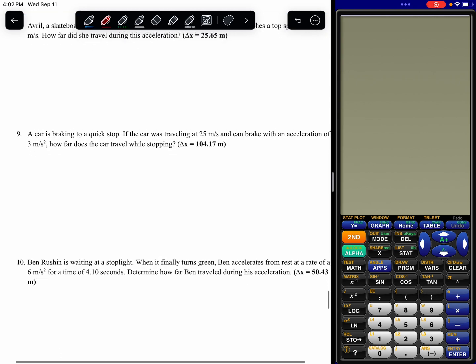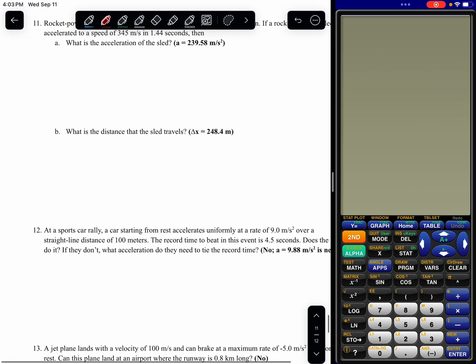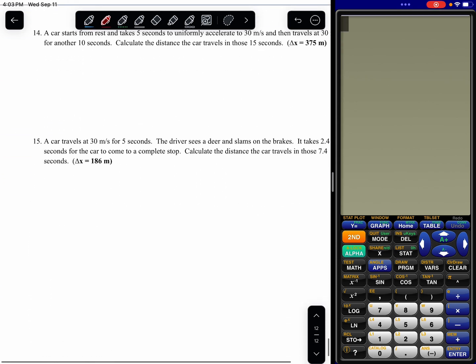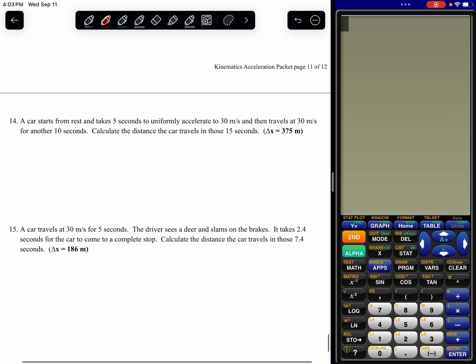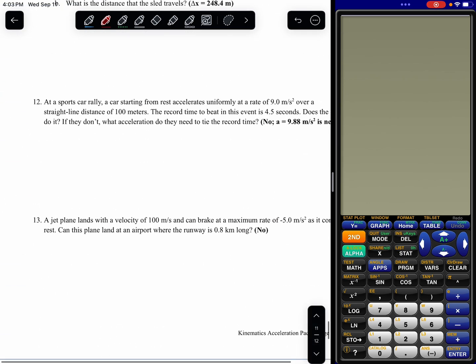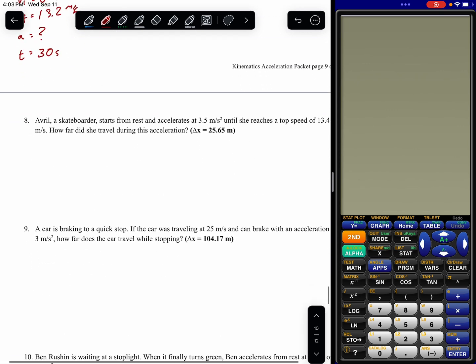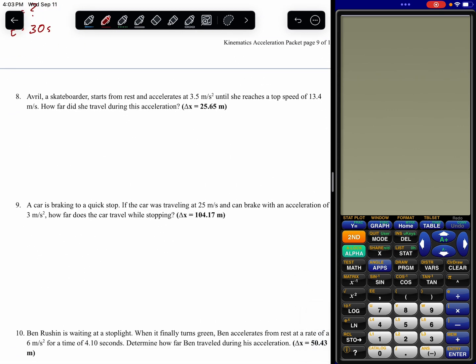We are going to solve problems 8, 9, 10, 11, 12, 13, 14, and 15. So if you are looking for help on a specific one of those questions, please go ahead and scroll to that question. I have my calculator up here so you get to see everything I'm going to do. Let's go ahead and get going.